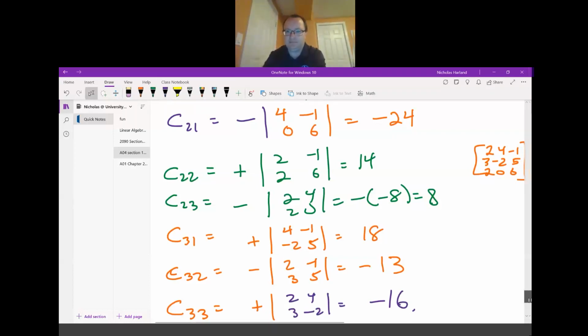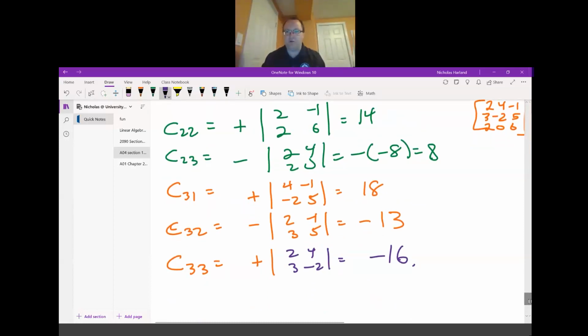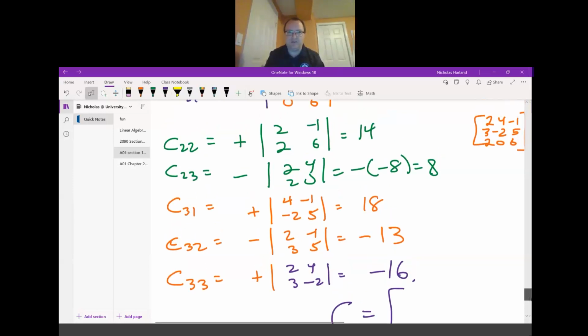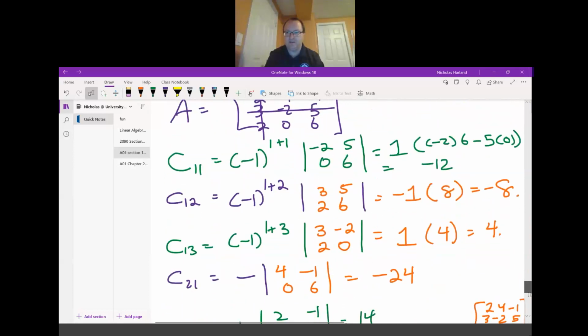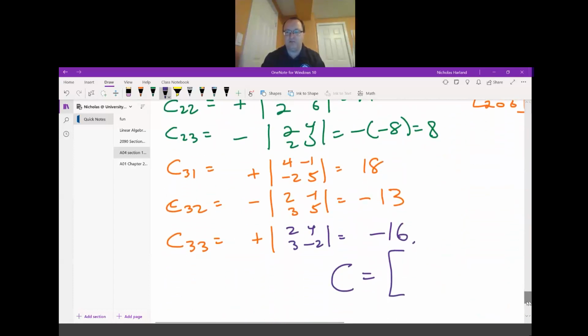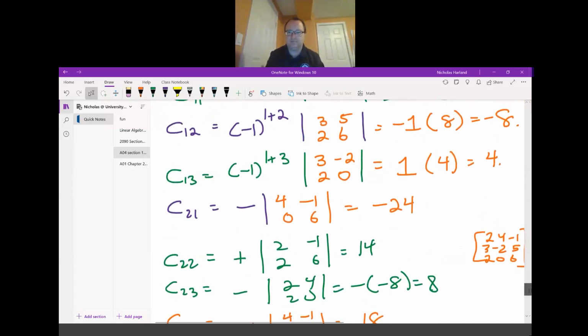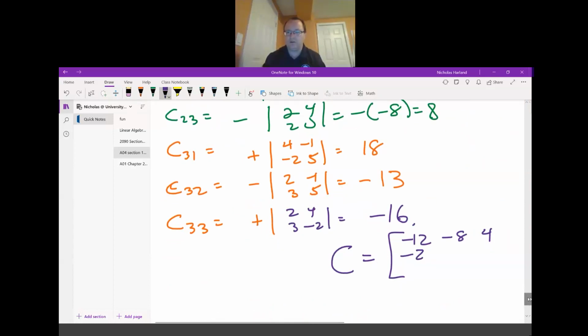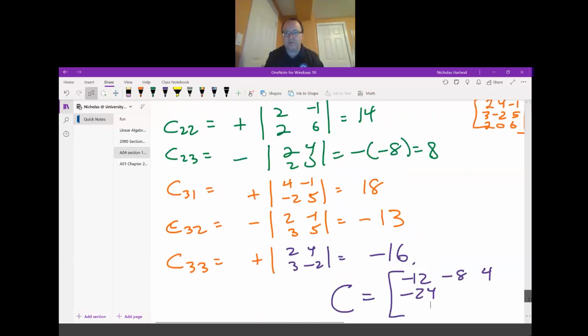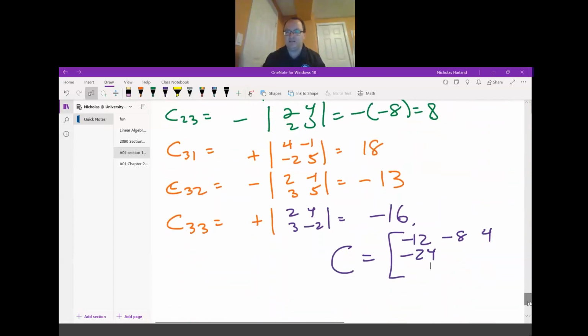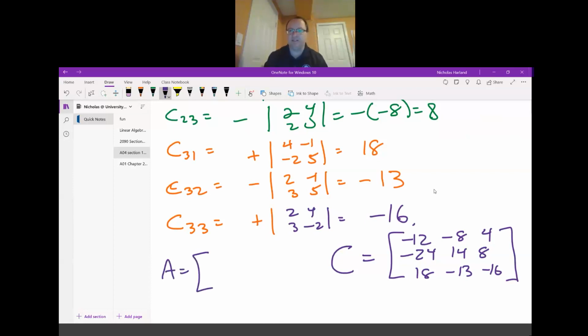All right. So there's our cofactors. And the question decided to give us the cofactor matrix. So negative 12, negative 8, 4. Negative 24. Apparently I can't remember more than one number at a time. 14 and 8. And then 18, negative 13, and negative 16. And let me just rewrite our matrix A, because we'll need it again.